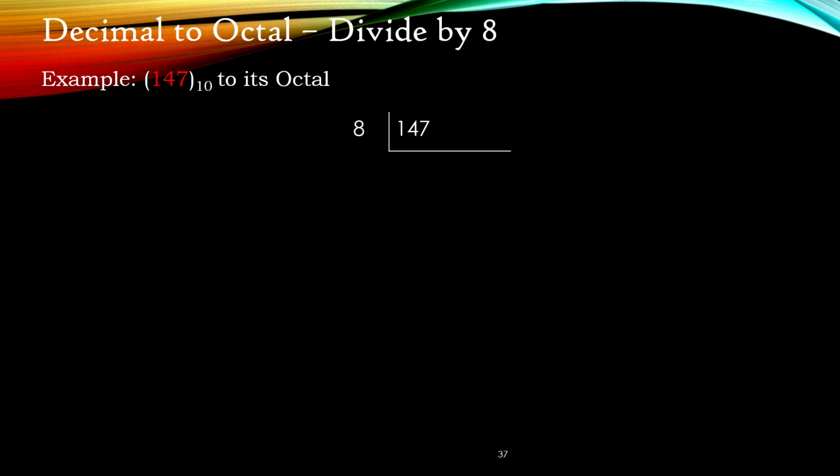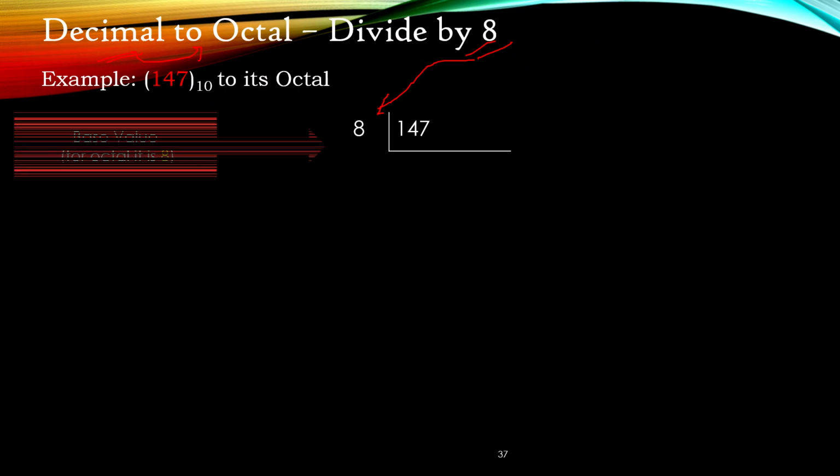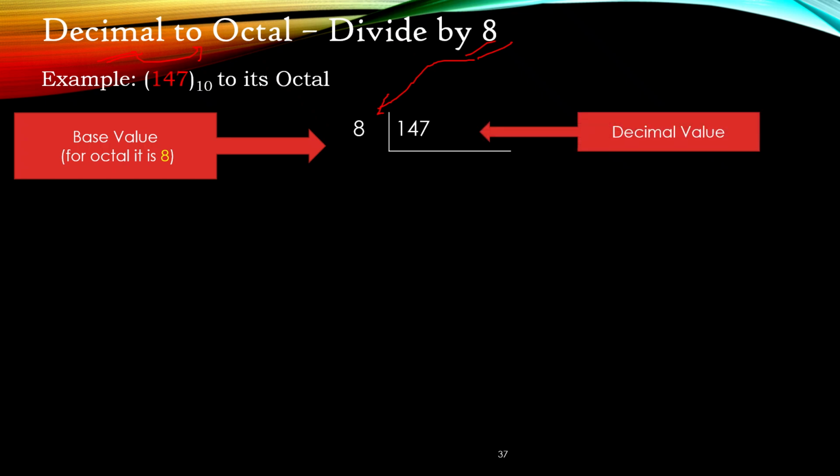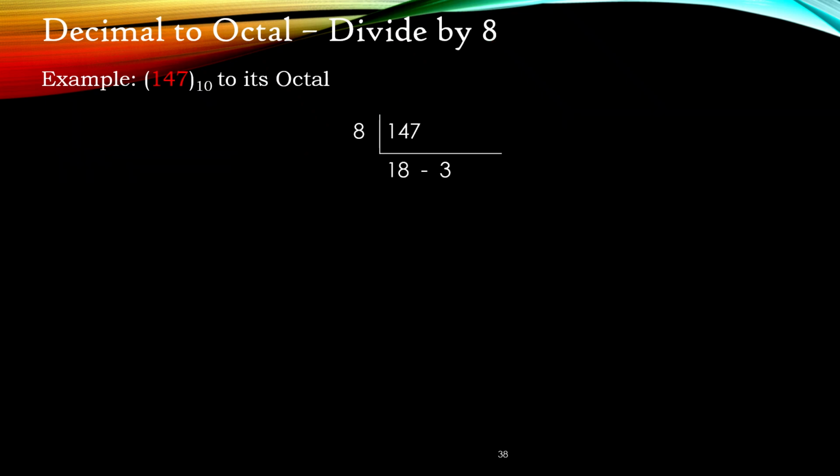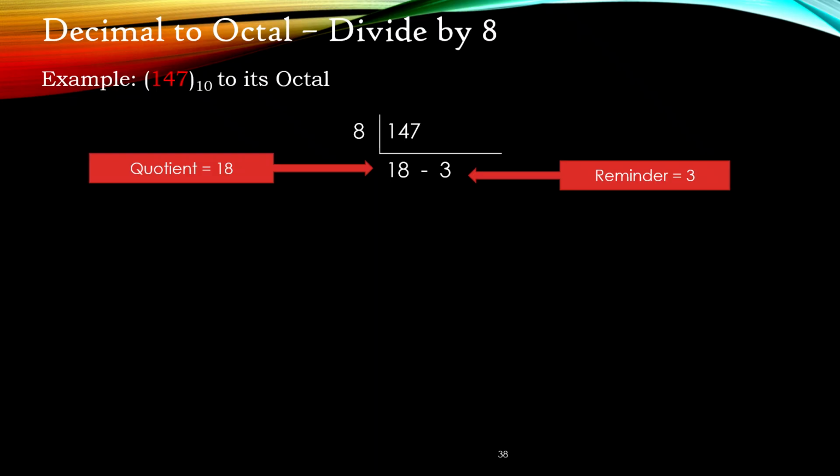So here we are going to see the conversion of decimal to octal value. So I'm taking 147 as octal is base 8. I'm going to divide it by 8. So when I'm dividing 147 by 8, I'm going to get the value 18 as quotient and 3 as remainder.